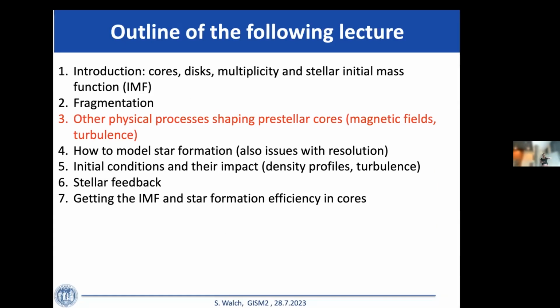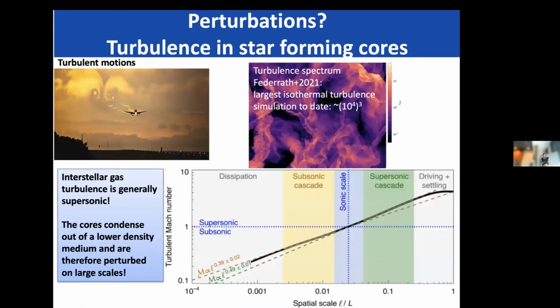Okay, then we speak about other physical processes. When we look at the Jeans mass, basically we are only considering thermal pressure and gravity. We are not really considering anything else. This is what you get when you do a perturbation analysis on the Euler equations. You can derive your Jeans mass, but it's only thermal pressure and gravity. But there are also other physical processes which shape cores, and one of them is turbulence.